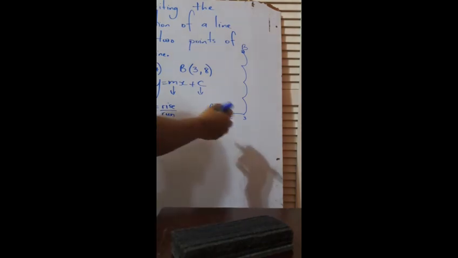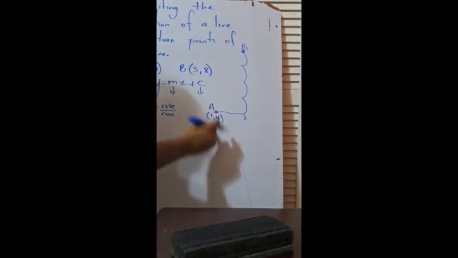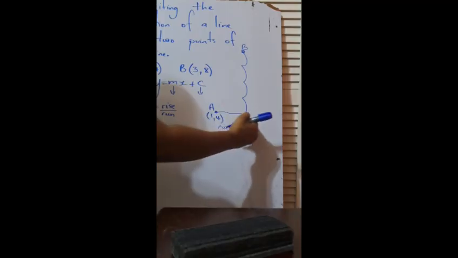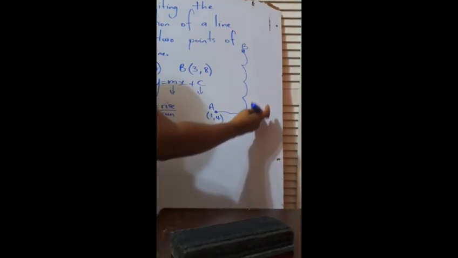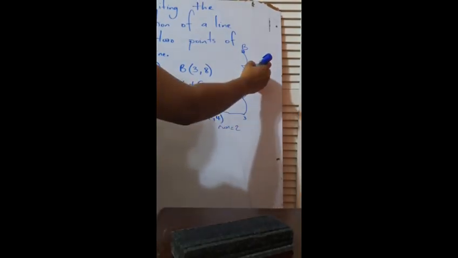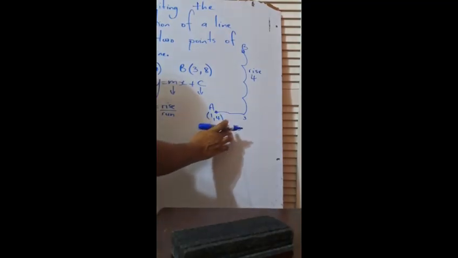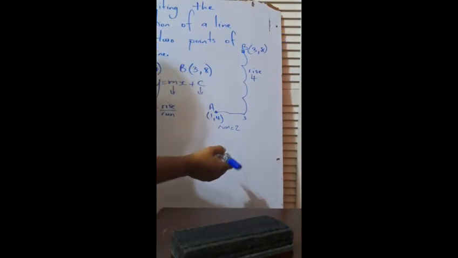So let's go. How far is B from A? Horizontally, which is my run, B would have been 2 units across, and that's to my right. How far is B from A vertically? It would have been 4 units up. So that means my rise would have been 4 units and my run would have been 2 units. B is located at 3, 8.